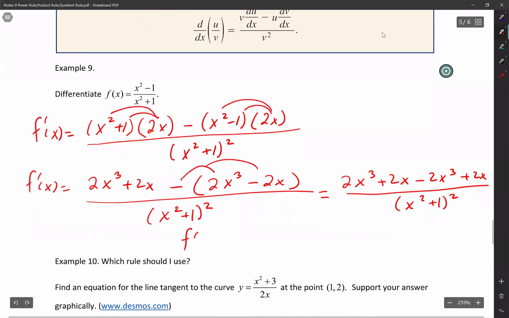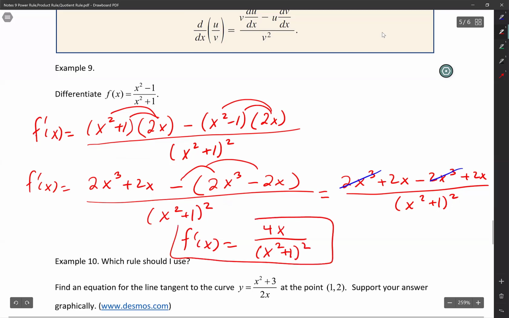So f prime of x is equal to, let's zero out the zeros. 2x cubed, zero out. 2x plus 2x is 4x. So 4x over (x squared plus 1) squared. There it is. That's my derivative.